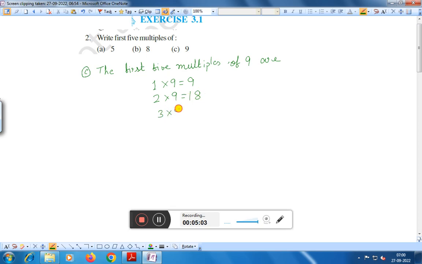3 into 9, 27. 4 into 9, 4 9 36. 5 into 9, 5 9 45, right? Therefore, the first 5 multiples of 9 are 9, 18, 27, 36 and 45.